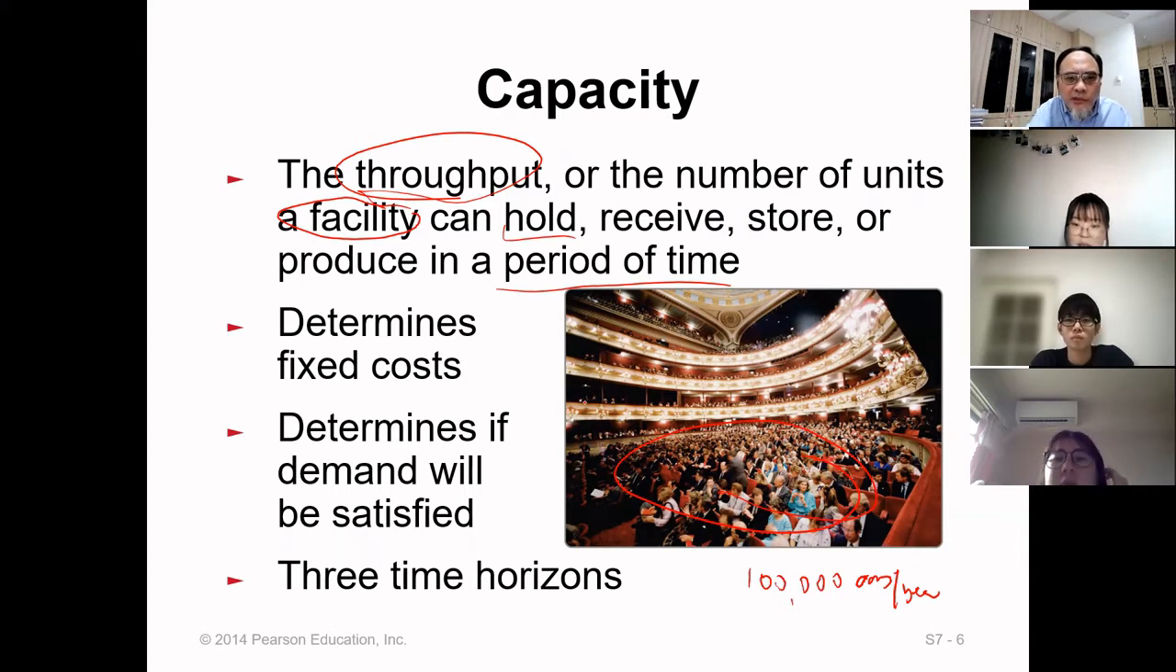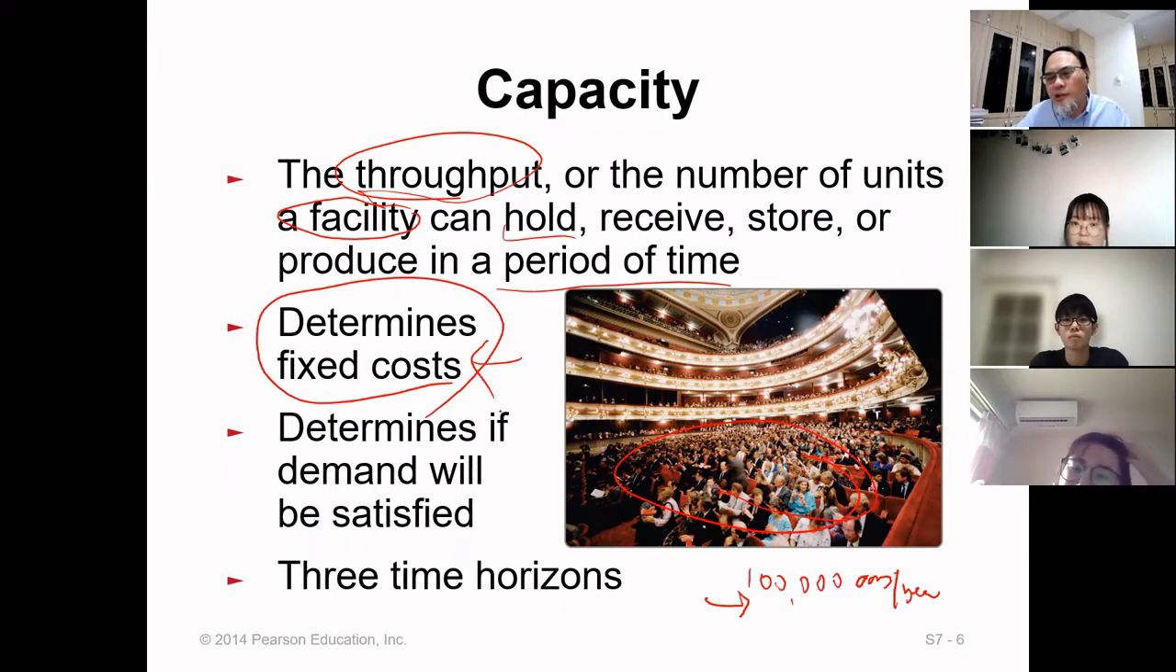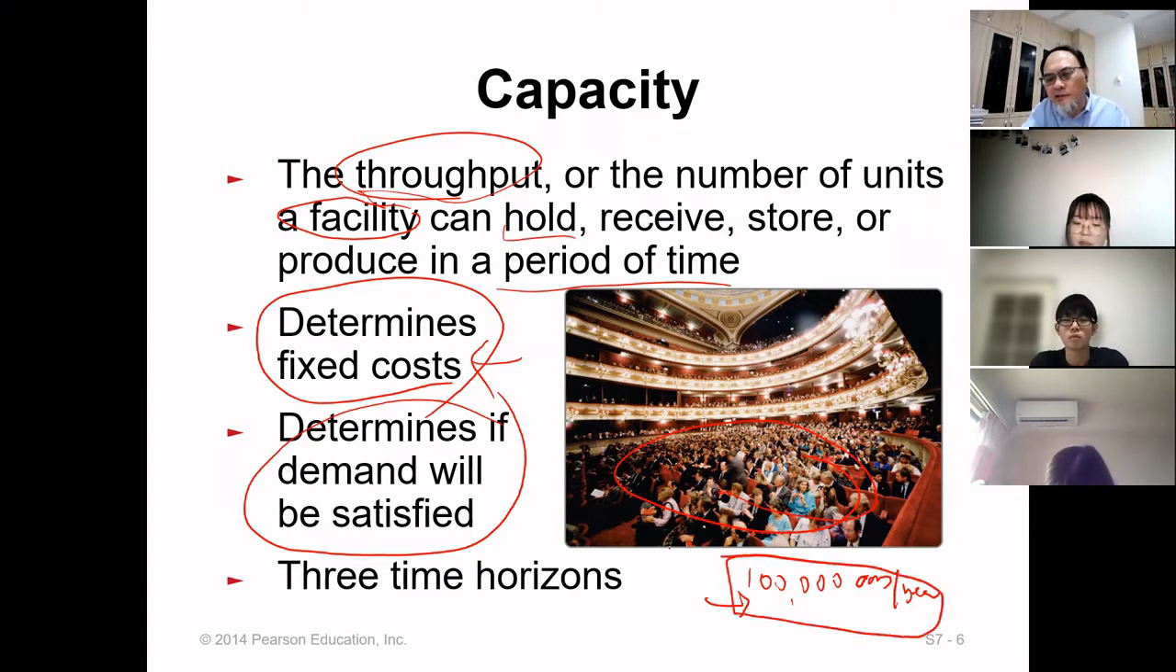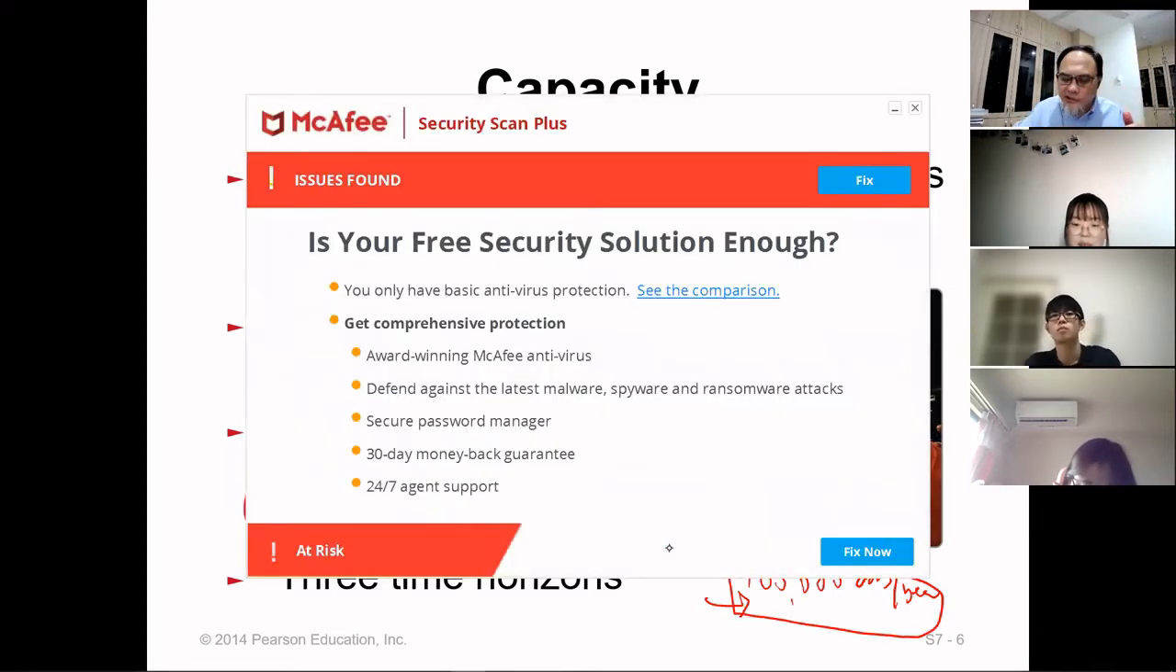And also, it will determine your fixed costs. If you want more output, you have more machines. More machines, more fixed costs, okay? So that is another important issue. And also, it will determine if demand can be satisfied. Because if demand from customers is more than 100,000 a year, you will not be able to meet the demand. Okay, so you need to think about long term. So these are strategies to increase capacity.